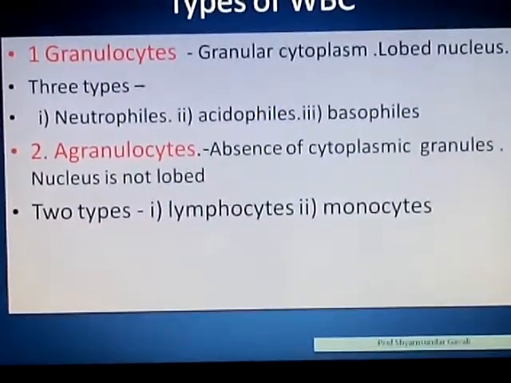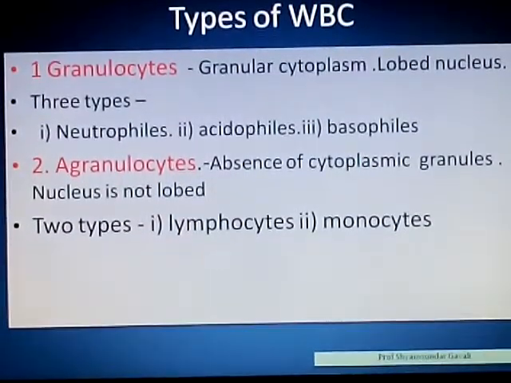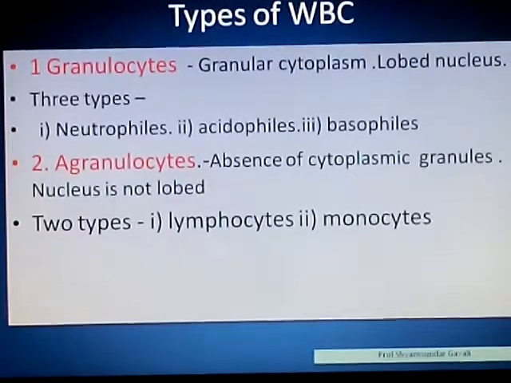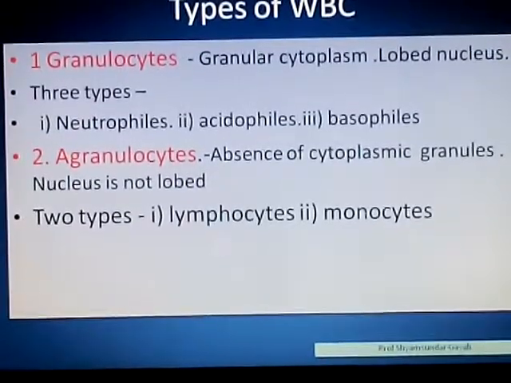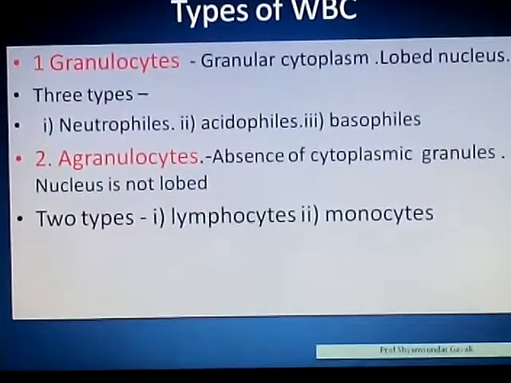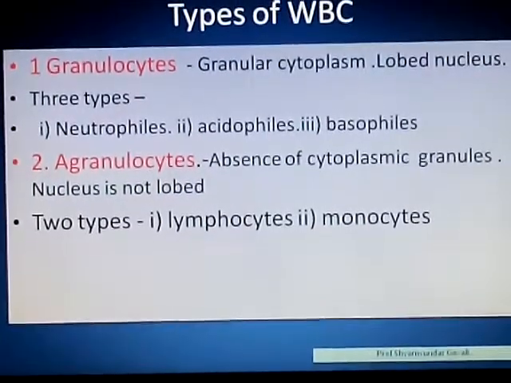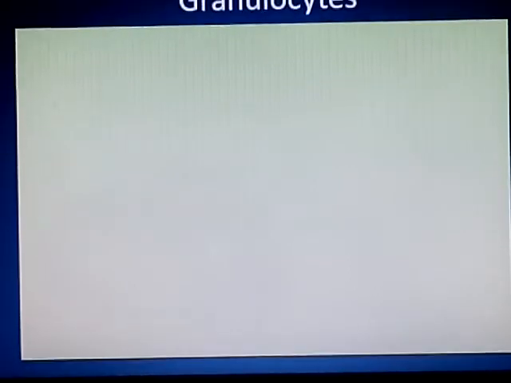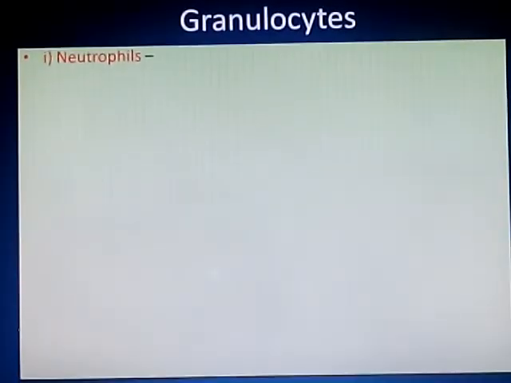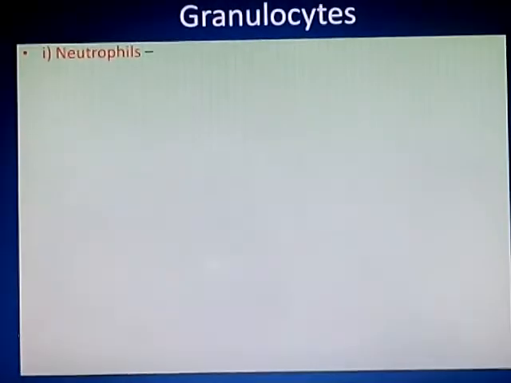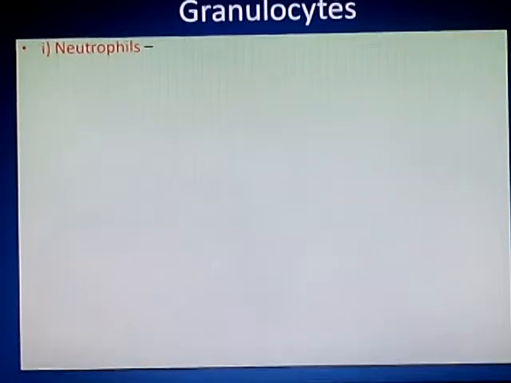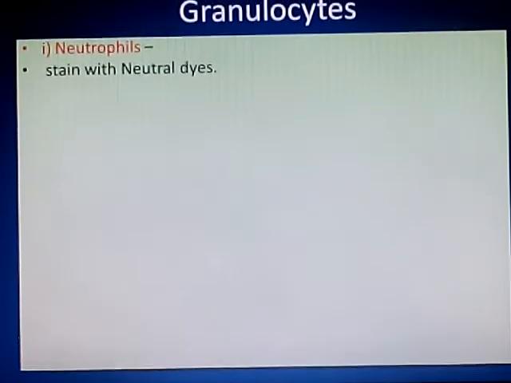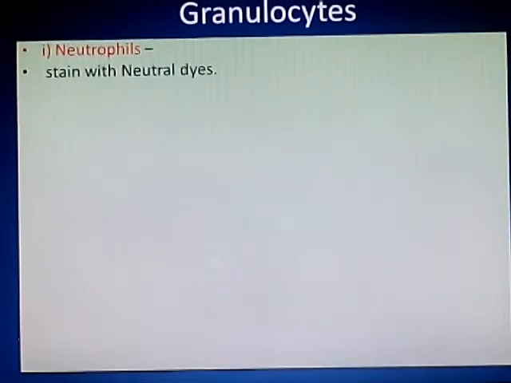Of these types of WBC, firstly, we are going to study a detailed account of granulocytes, as granulocytes are the cells which contain cytoplasmic granules and a lobed nucleus. According to the staining property, granulocytes are further differentiated into three types. First one is neutrophil. Neutrophil shows staining with the help of neutral dyes, so we say neutrophiles.